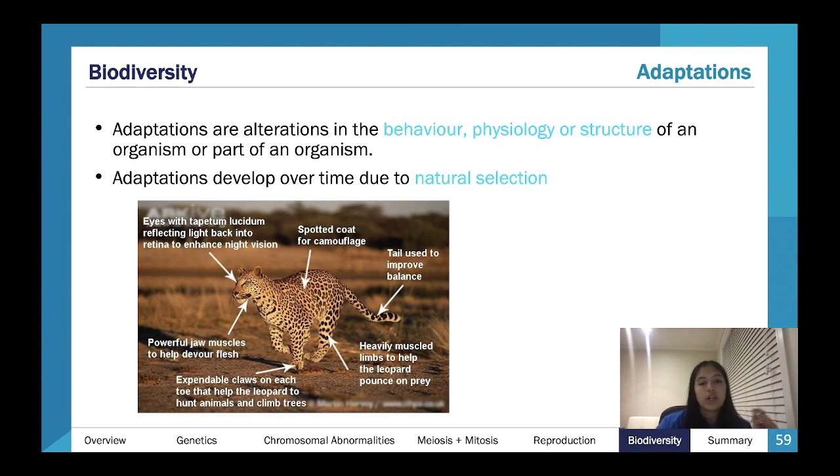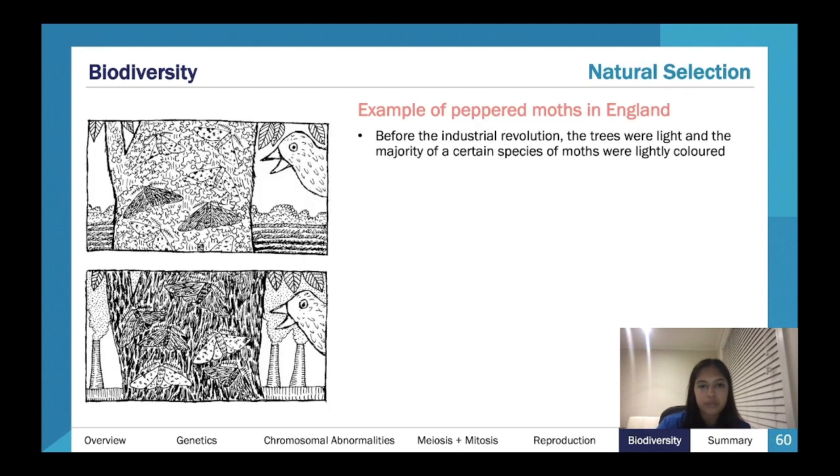Okay, so hopefully that makes sense. Again, these are just some other specific adaptations for this animal, but you would want to be thinking about, are they behavioral, physiological, or structural?